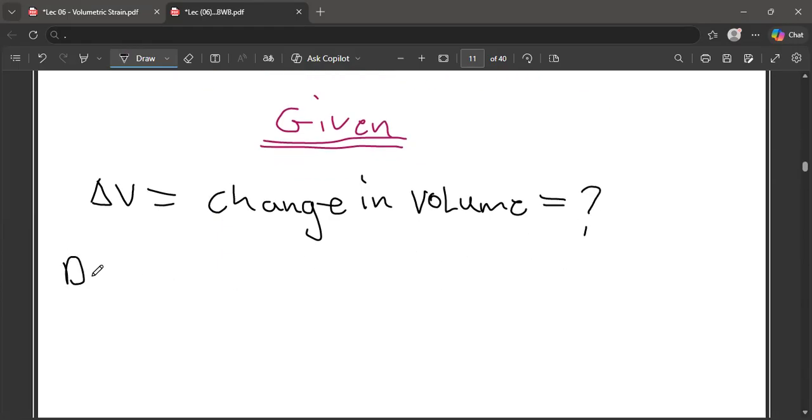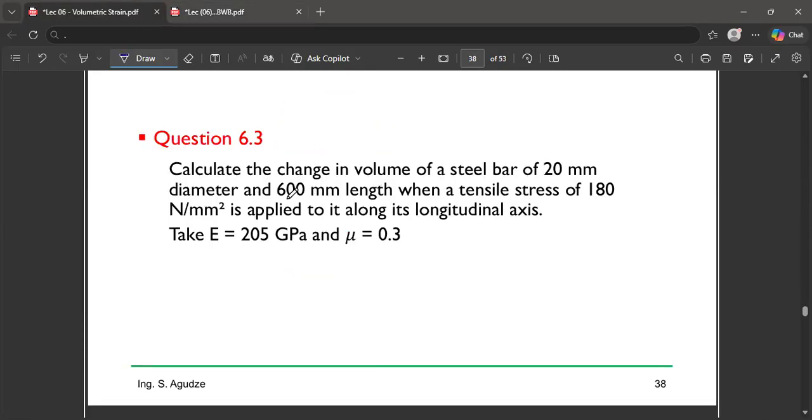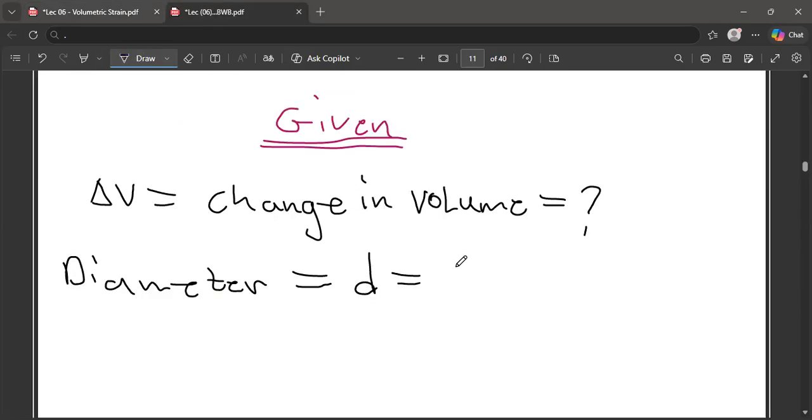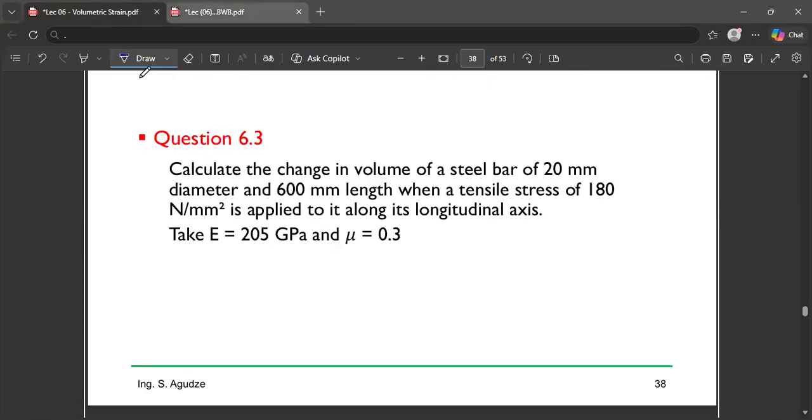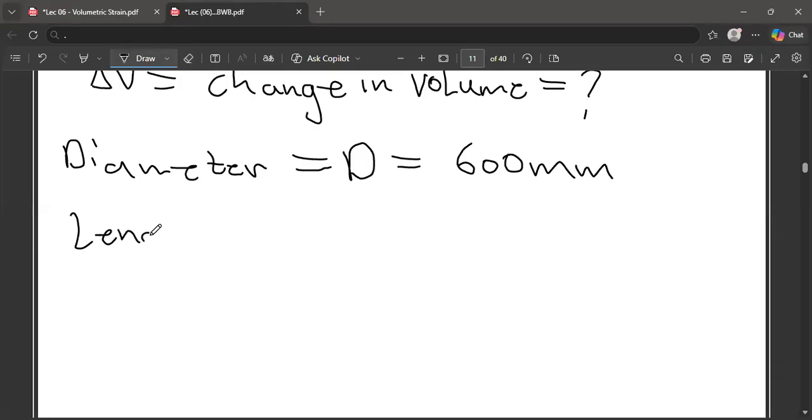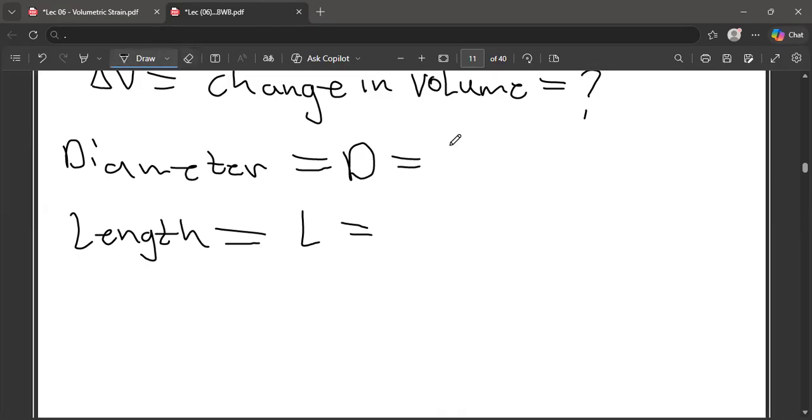And then the diameter. Was it given? The diameter was 20 mm, and then the length of the bar, L, is equal to 600 mm.